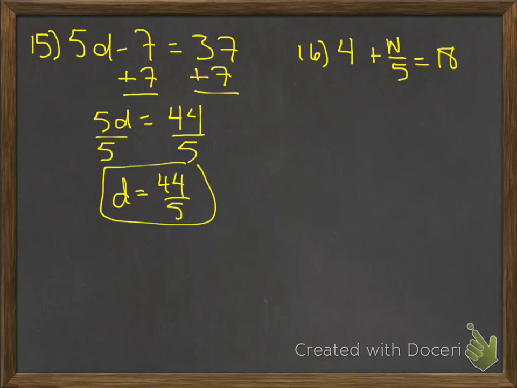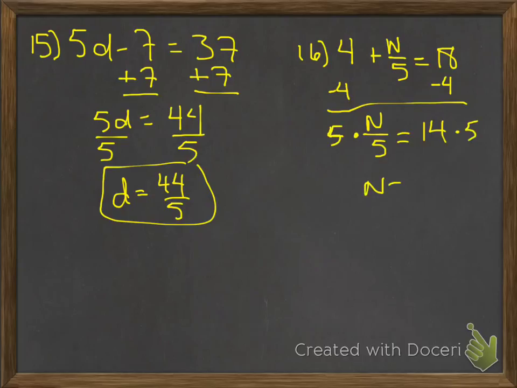Alright, here I need to subtract 4. You get n over 5 is equal to 14. Then you can multiply by 5 and you get n is equal to 70. And you're done. So you can see here, first I added or subtracted, then I multiplied or divided.